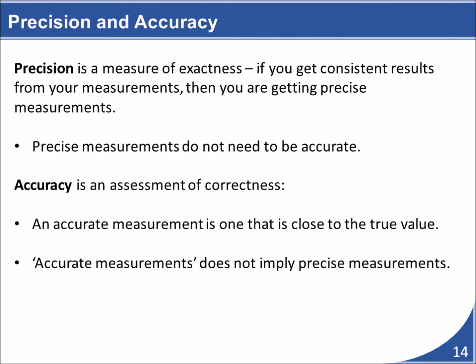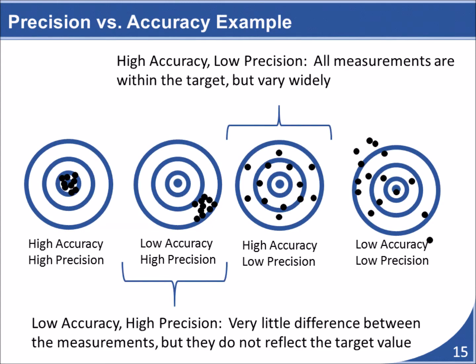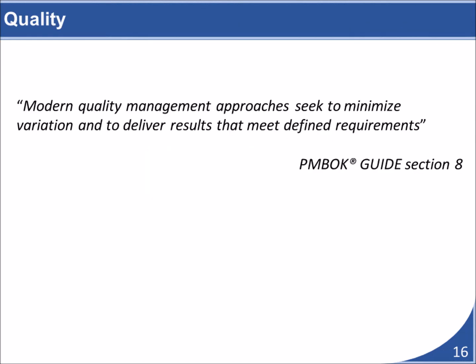Let's see how these two terms relate to each other. High accuracy and high precision measurements mean that the measurements consistently reflect the true value. Low accuracy and high precision measurements mean that your results are very consistent, but they do not reflect the true value. High accuracy and low precision means that the average of your total measurements might reflect the true value, but any one measurement may not. And of course, low accuracy and low precision measurements are of minimal, if any, value. Essentially, they're bad data.